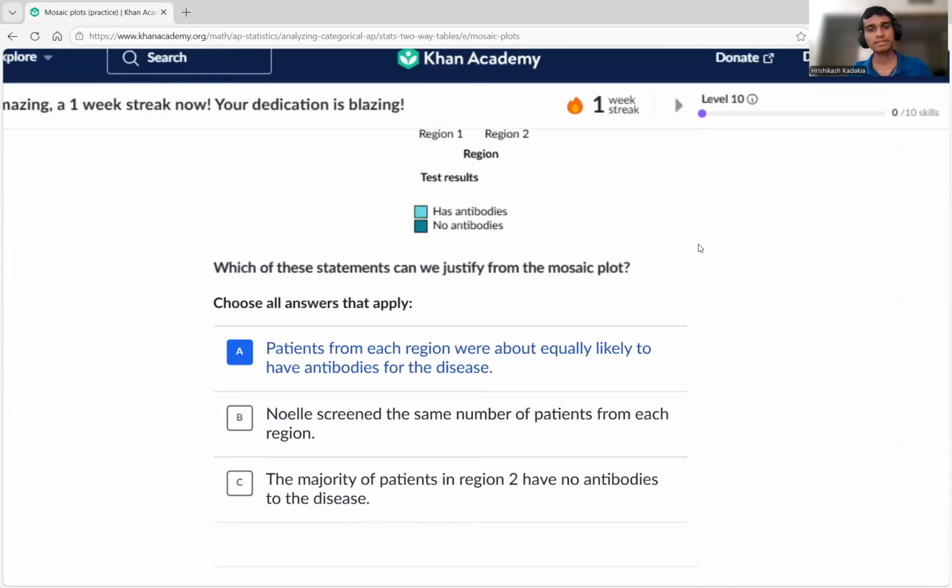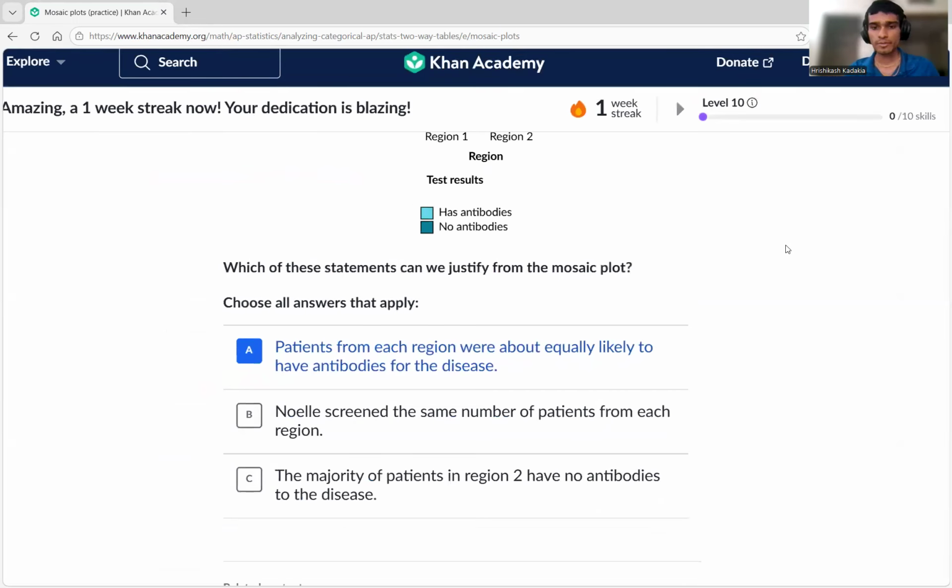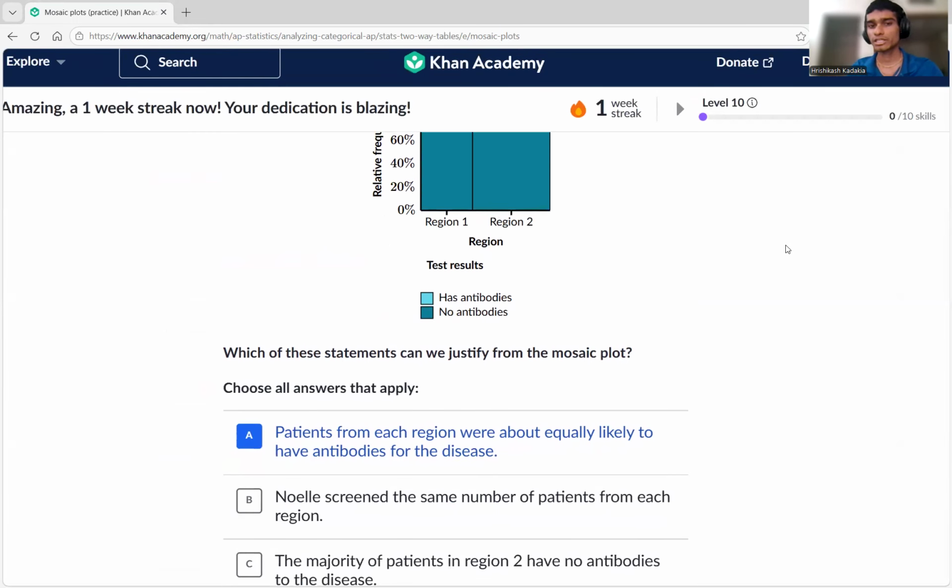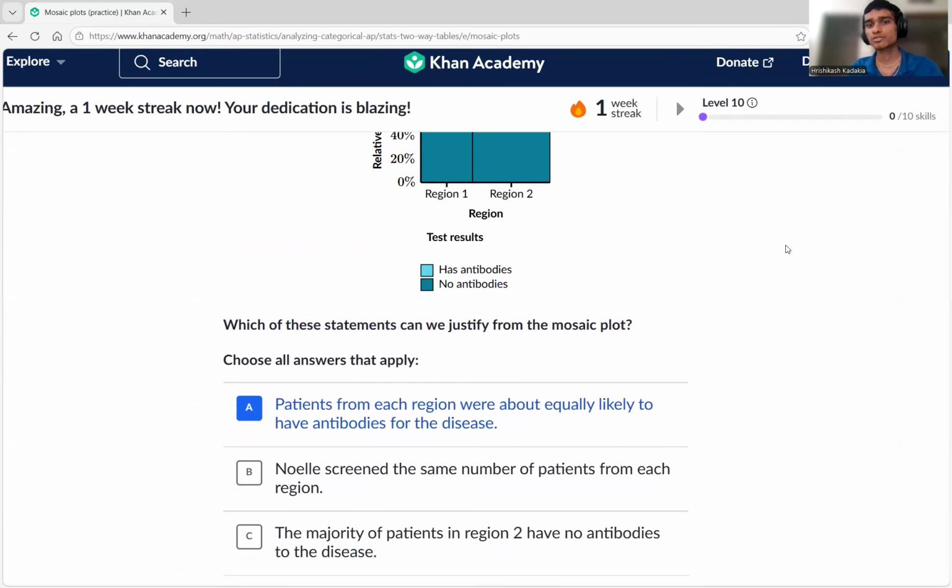Next: the same number of patients from each region? No. Region one is actually less than region two. He took the majority of the participants from region two, and from region one there were fewer participants. So Noel gravitated more toward region two than region one in his research study. And then the majority of the patients in region two have no antibodies to the disease?